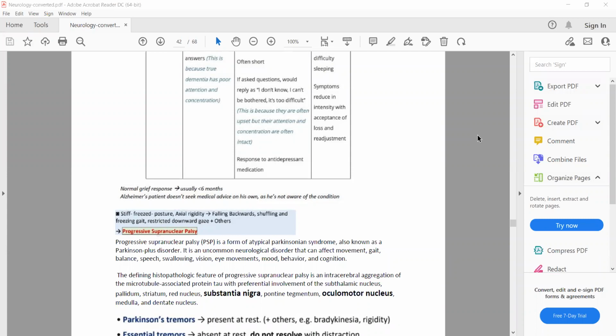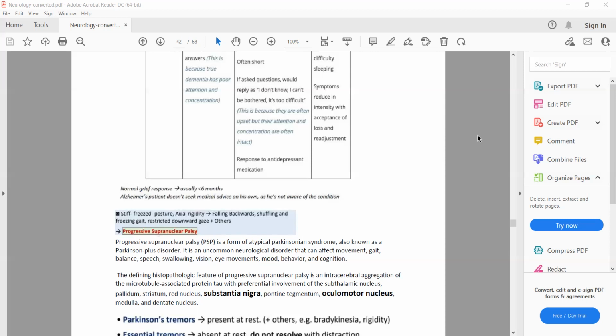So if someone presents to you with features of Parkinson disease such as stiff and frozen posture, rigidity, and tendency of falling backwards, shuffling and freezing gait, plus restricted downward gaze, then the diagnosis will be progressive supranuclear palsy.